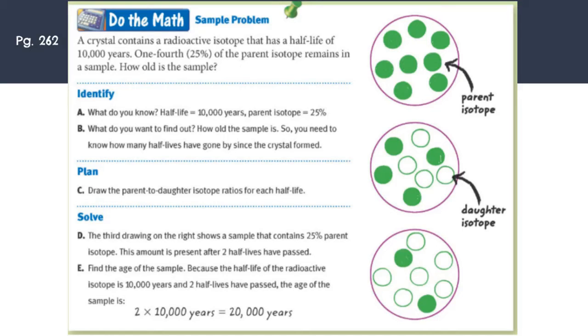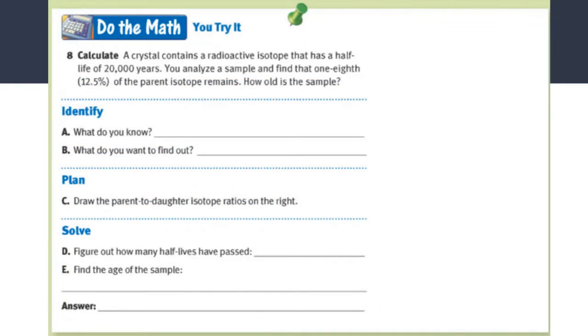Pretty simple, a lot of steps in there. It sounds way more complicated than it is. So now we're going to do our own example here.